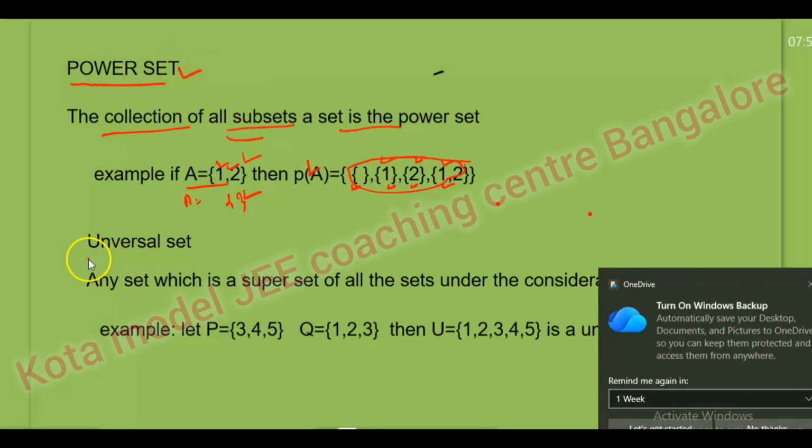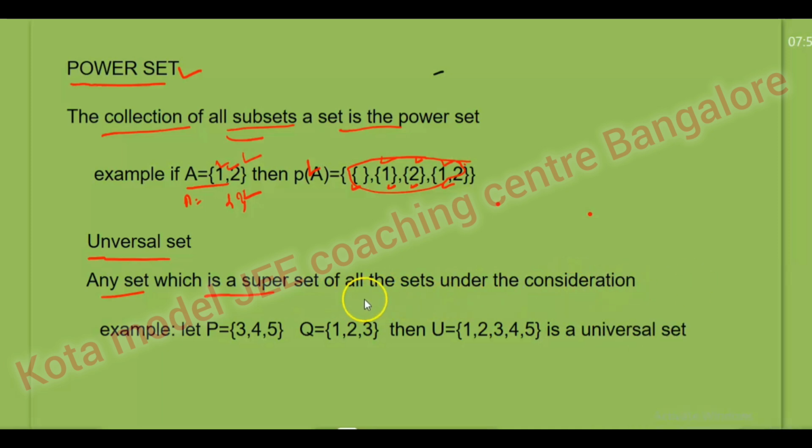Then the universal set. The universal set is any set which is a superset of all the sets under consideration. Under consideration means, through an example you can understand very well. There are two sets. The set P contains 3 elements: 3, 4 and 5. Then the set Q contains 3 elements: 1, 2 and 3.